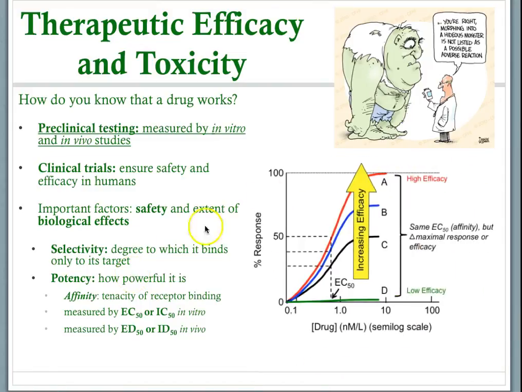So, in contrast, we can take a look at another example. Now we have 3 drugs here, A, B, and C. Each one of these drugs has the same EC50. So we can see that the EC50, the concentration that's required to achieve 50% of the maximal response of this drug, is the same for each one of them. But what is the key difference here?